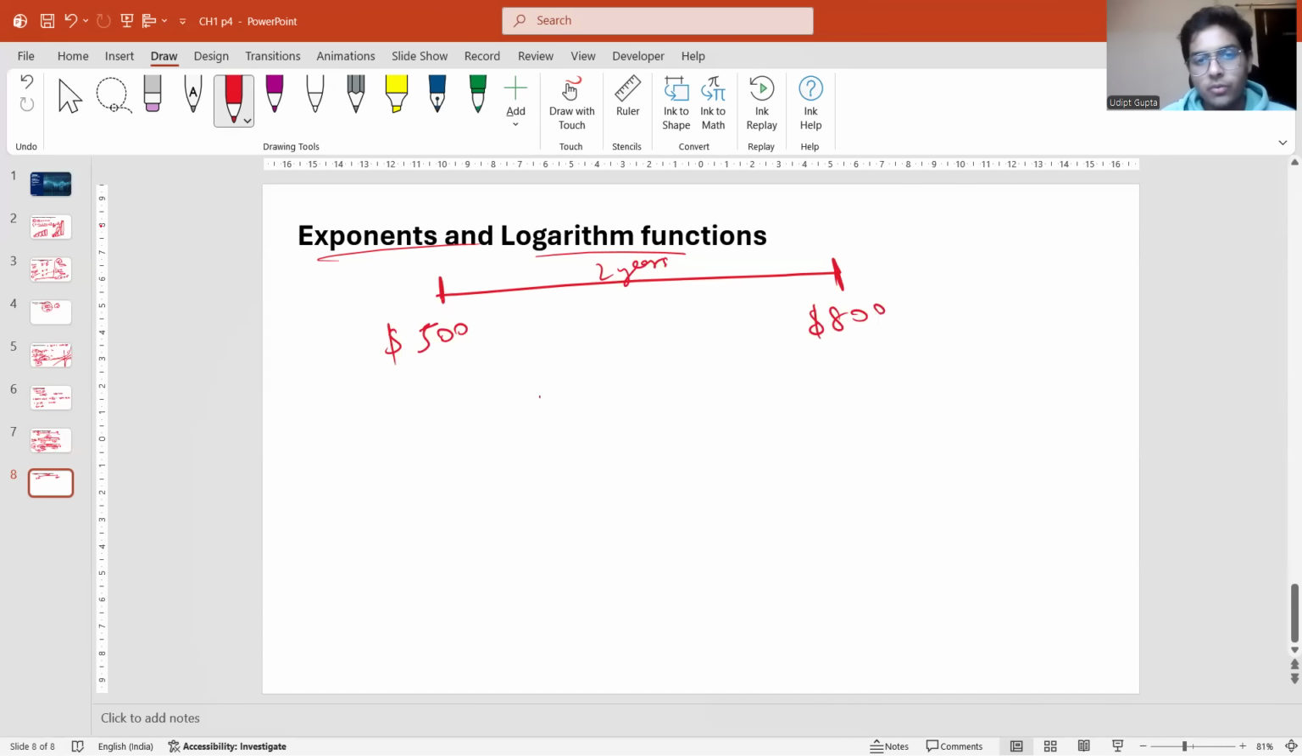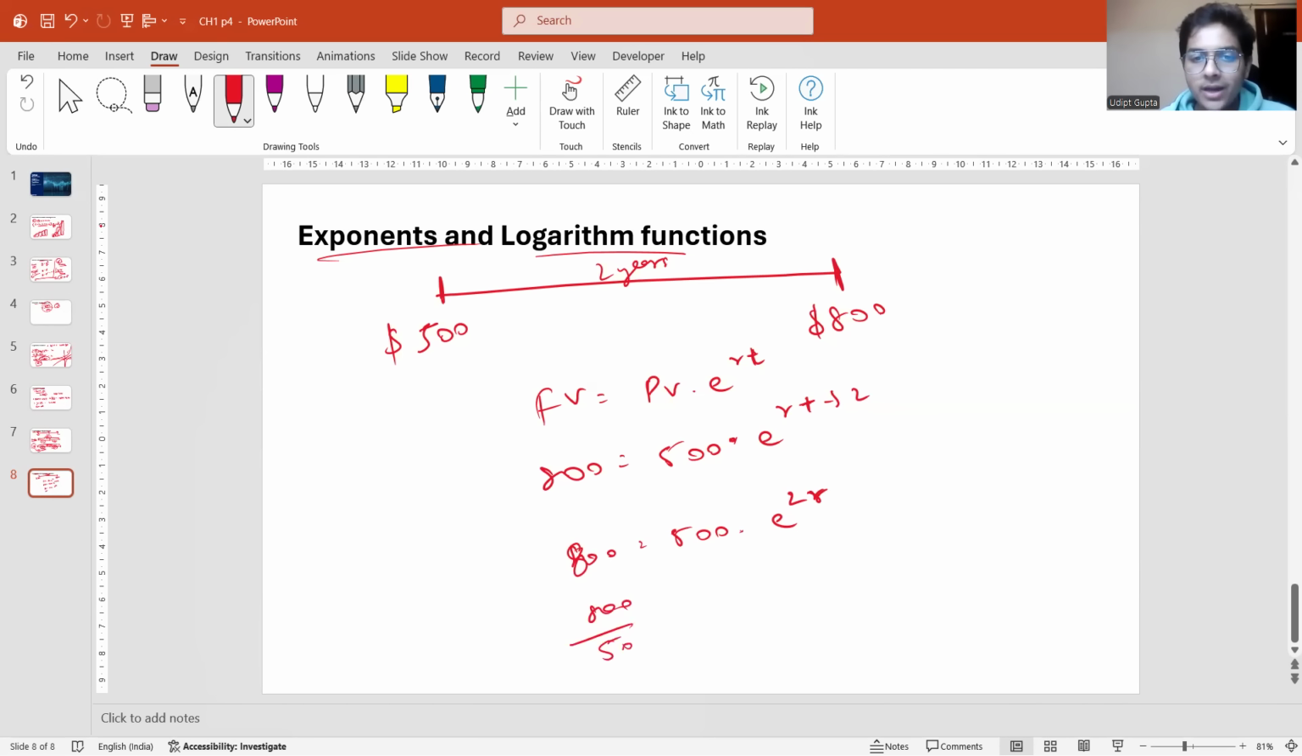So let's put in the formula. What's the formula? FV is equal to PV times e raised to the power rt. That's the continuous compounding formula. 800 is equal to 500 times e raised to the power rt. T is 2, so 800 is equal to 500 times e^(2r). Now we calculate 800 divided by 500, which is 1.6.